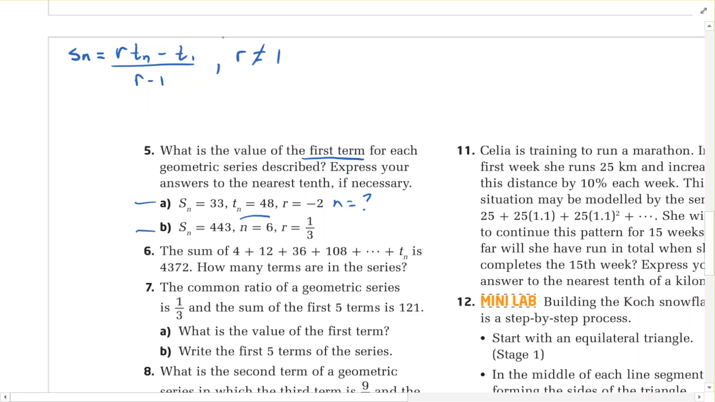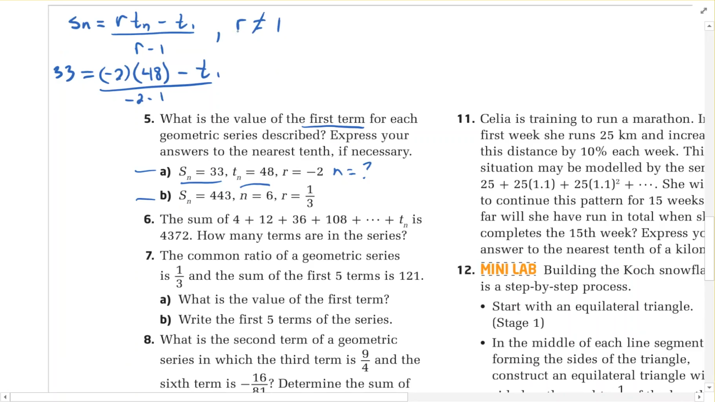So now we're just solving for T1. So let's put in the numbers that we know. We know Sn is 33. We know R is negative 2. We know Tn is 48. T1 we don't know. And R was negative 2 minus 1. All right, so let's simplify things a little bit here. So we're going to have 33 is equal to negative 2 times 48, so I have negative 96 minus T1 all over negative 3.